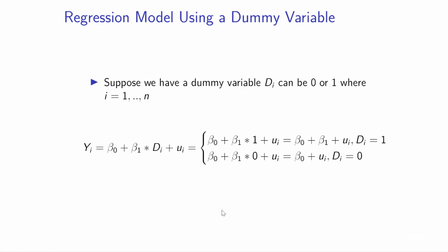If your only regressor is a dummy variable, then the regression model can only be written as one of these two cases. If the dummy is true, or d equals 1, then your outcome variable y is given by beta naught plus beta 1 times 1 plus u, or beta naught plus beta 1 plus u. If your dummy variable is not true, or d equals 0, then your outcome variable y is simply given by beta naught plus beta 1 times 0, and this term goes away, plus u. This is equivalent to beta naught plus u.